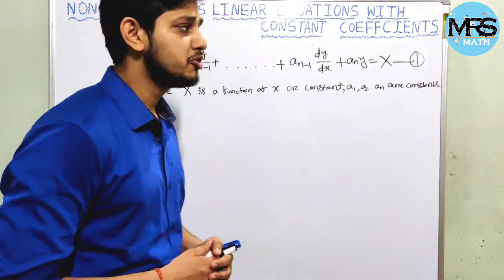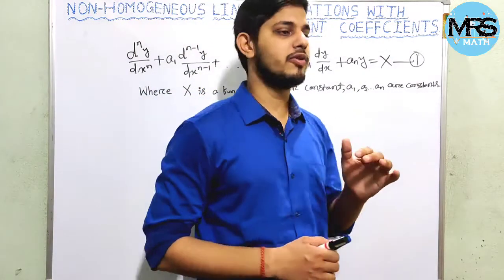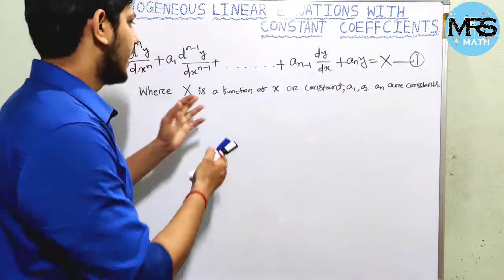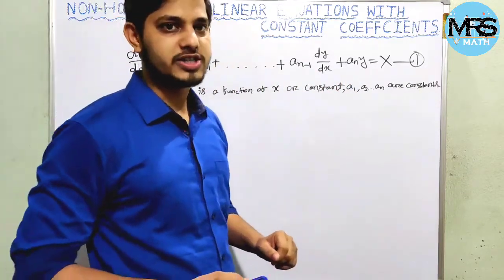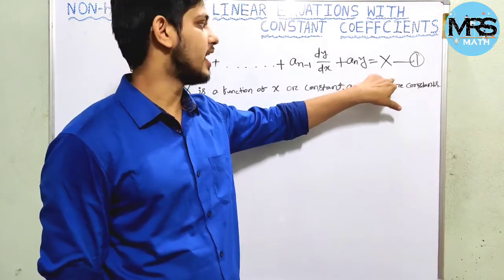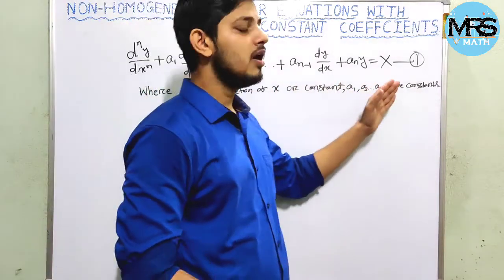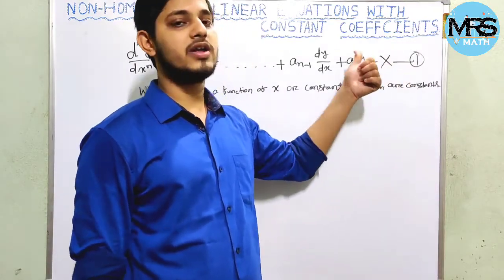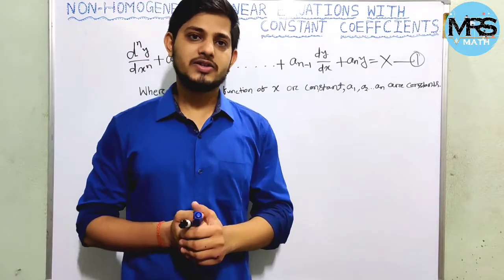We are discussing linear equations with constant coefficients, right? In the previous lecture we discussed the homogeneous type. As you can see, equation 1 is a non-homogeneous linear equation with constant coefficients, since this capital X exists on the right-hand side, which is a function of x, and a1, a2 are constants. But in the previous lecture we took this as 0, and the general solution we got was only the complementary function, right?